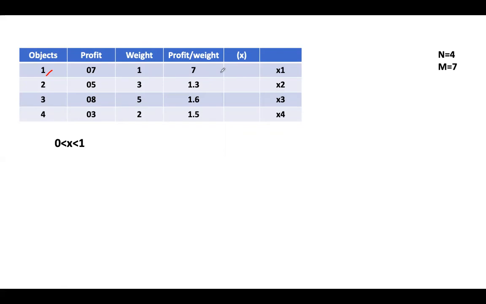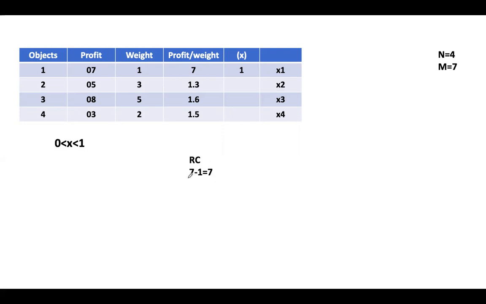So I will consider this entire first object into the bag, because its profit by weight is highest among all these. For that reason, that entire object is selected. That is one quantity, the entire object. So when you consider this entire object, what is the remaining count? Remaining count means the remaining space in the container.